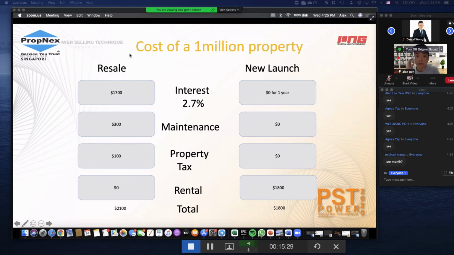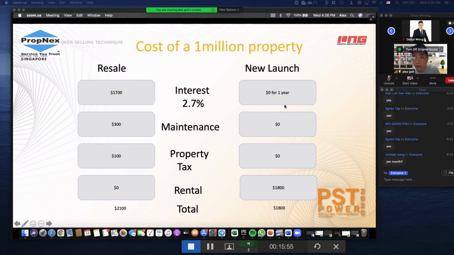So now you see, first part, 1 million property, 2.7% interest. Resale is $1,700 interest per month. Clear? And now I show you. New launch is for the first year, because when the foundation is not built, you don't pay a single cent of installment, which means you don't pay a single cent of interest. Clear?